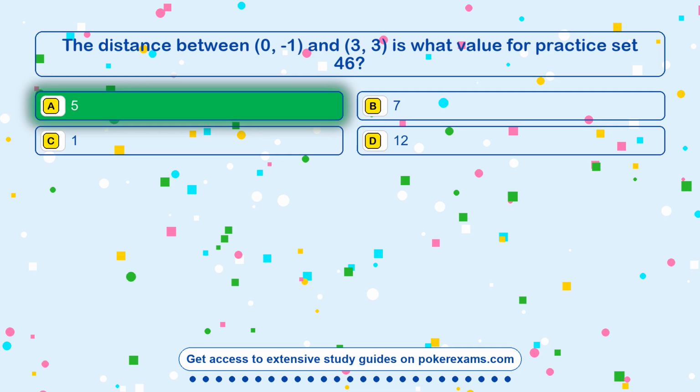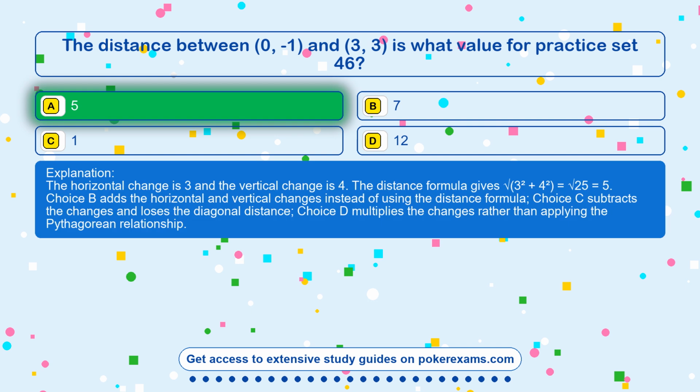The correct answer is option A, 5. The horizontal change is 3 and the vertical change is 4. The distance formula gives 3 squared plus 4 squared equals 25, and the square root of 25 is 5. Choice B adds the horizontal and vertical changes instead of using the distance formula. Choice C subtracts the changes and loses the diagonal distance. Choice D multiplies the changes rather than applying the Pythagorean relationship.